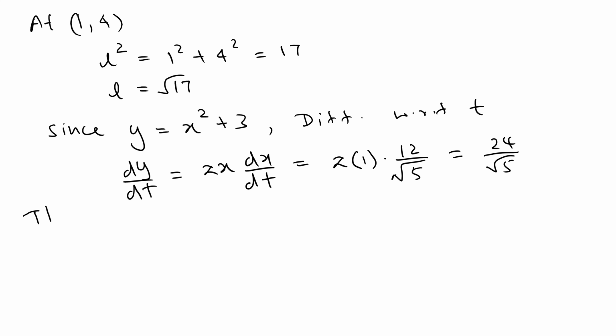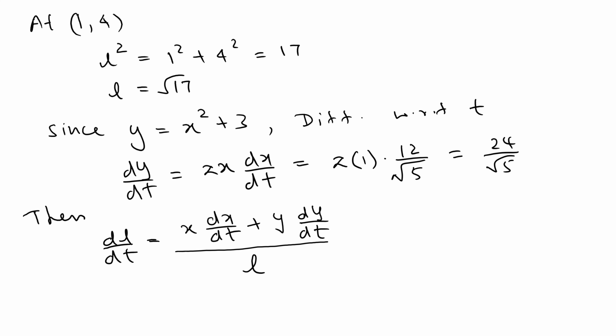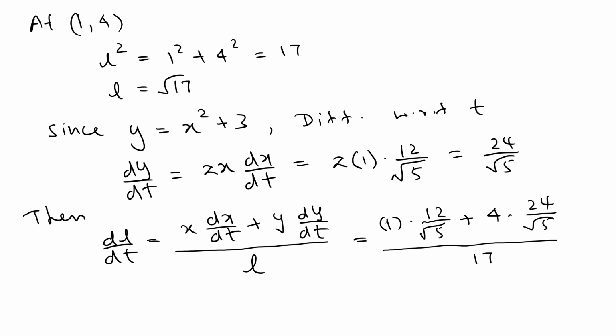So then you can say dL over dt, that's what we are looking for. Let's try the formula. Now we're going to plug in all the values that we know. x equals 1, and dx over dt is 12 over square root 5, y equals 4, and dy over dt was 24 over square root 5, and L is square root 17.